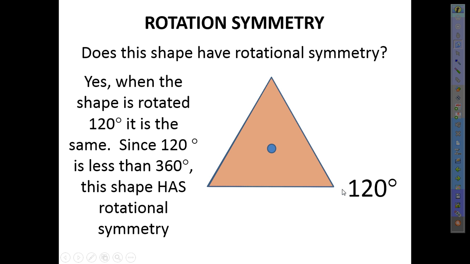Now, you may ask, Ms. Parker, how do you know it was 120 degrees? Well, it's 360 to get all the way around. And this one has 3 points where it lines up. So at this point, and at this point, and at this point, it lines up to be the same shape. So I took 360 and divided it into 3 equal chunks, and that's how I know that it was 120 degrees.